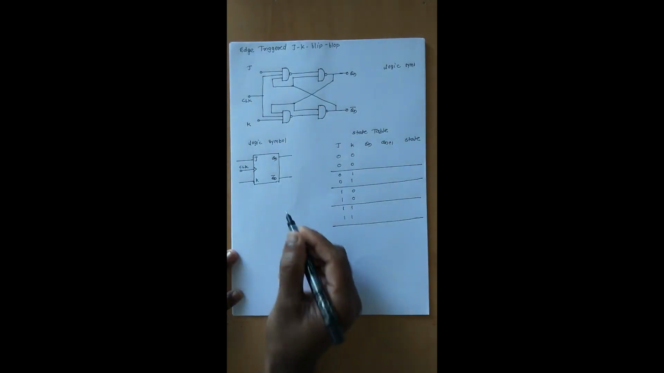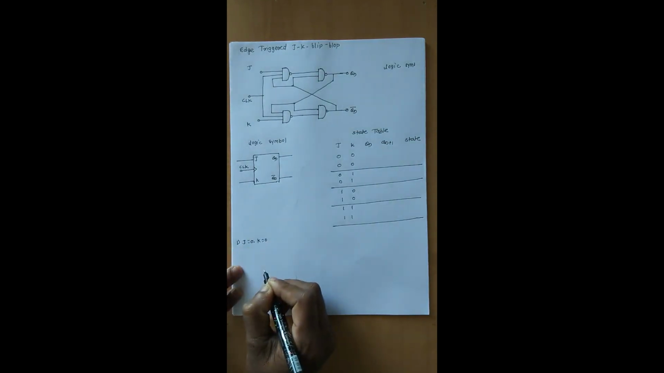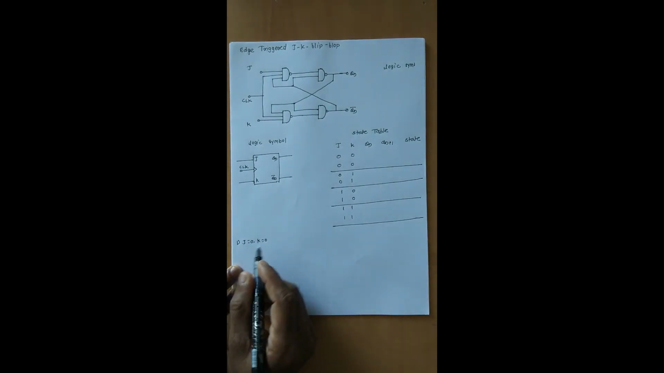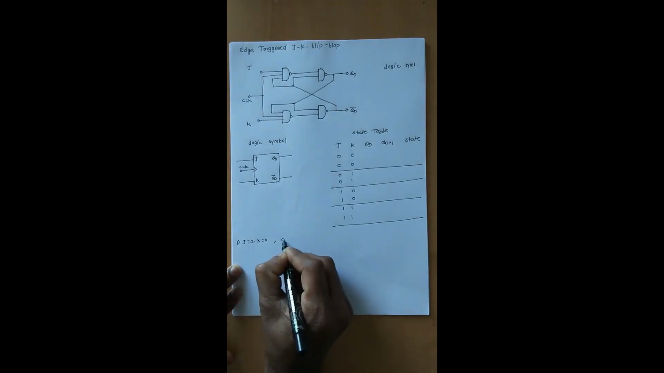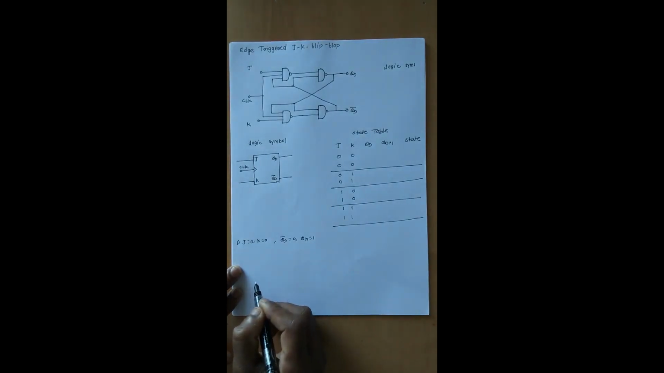For the first condition, J is equal to 0 and K is equal to 0. When J is equal to 0 and K is equal to 0, what will be the output for the next state, Q of N plus 1? Therefore we have to assume Q of N bar. Let's assume Q of N bar is equal to 0. Definitely if the complement output is 0, then the non-complement output will be 1.